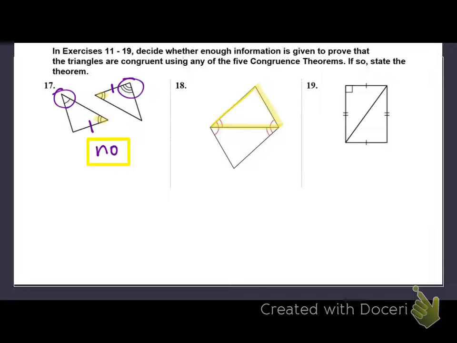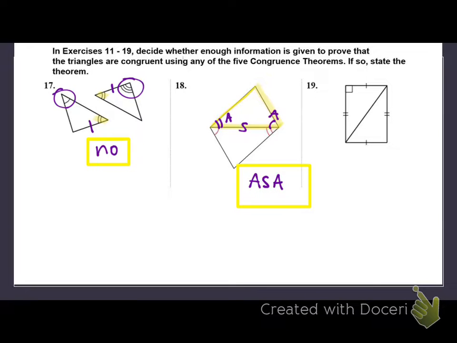Number 18, what do we have marked congruent? We got angles, and then where's that side? In the middle, the one they share. So is it angle side angle or angle angle side? Angle side angle. The sides are touching both the angles.